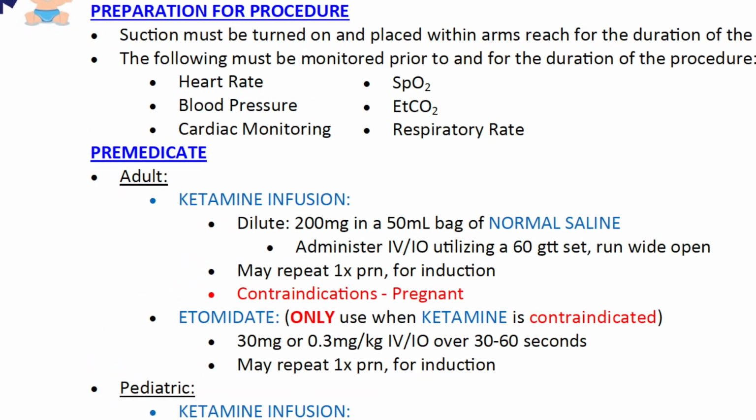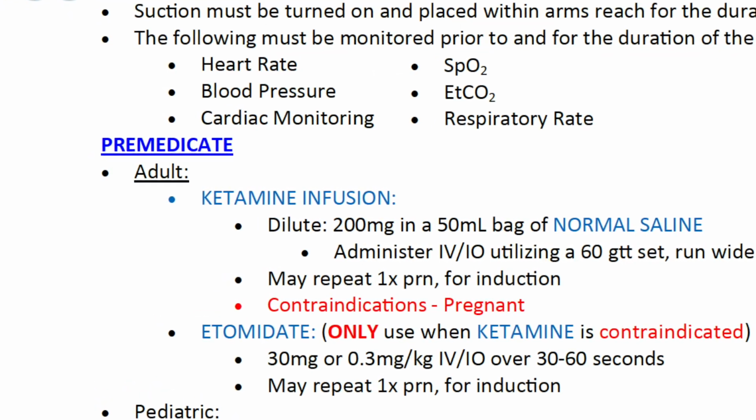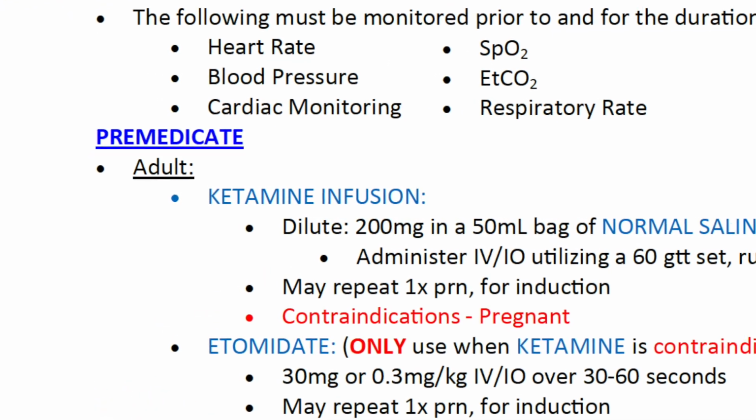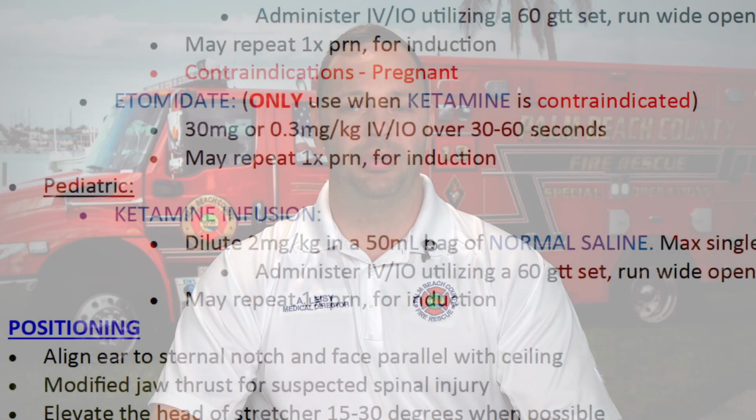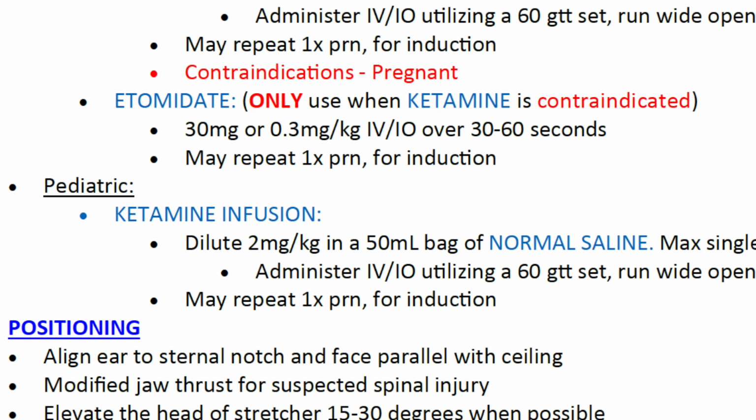We have a couple options that we can use. Ketamine is the one that we're probably going to be using the most frequently, and when that's contraindicated, we're going to be using etomidate. For adults, the dose for ketamine is going to be 200 milligrams, utilizing a 60 drop set and run wide open. For pediatrics, it's going to be 2 milligrams per kilogram, also utilizing a 60 drop set and run wide open. And if there's a contraindication, in particular for pregnancy, we're going to be using etomidate, 30 milligrams or 0.3 mg per kg.